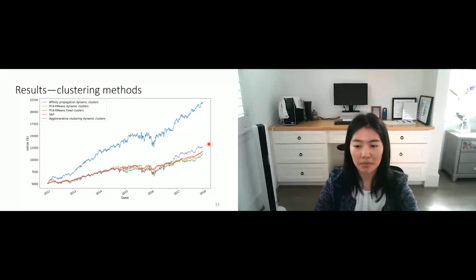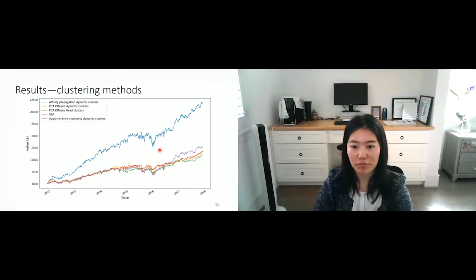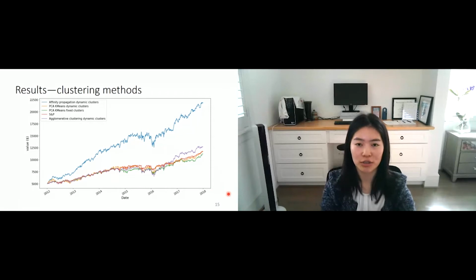And then agglomerative clustering and affinity propagation did seem to do better than the other strategies and the S&P. And affinity propagation did much better than the others. And it didn't have much higher variance than the others. And so affinity propagation was the only strategy that had the number of clusters changing every quarter. And so we think that changing the number of clusters also helps the strategy.